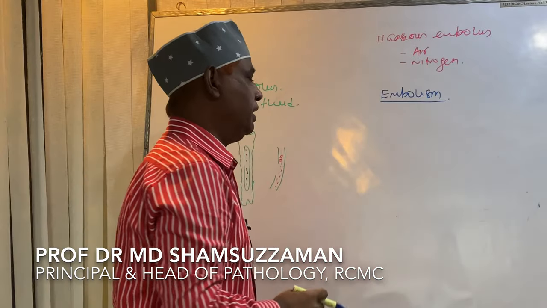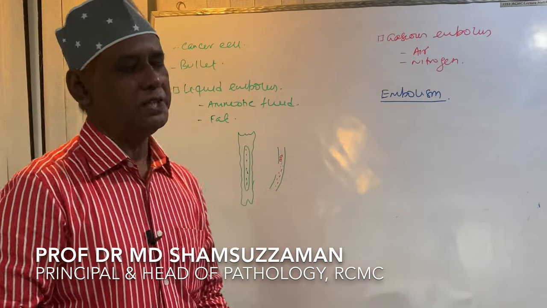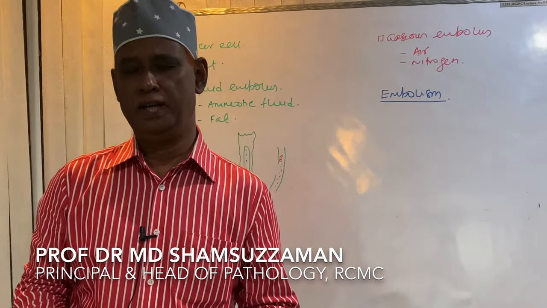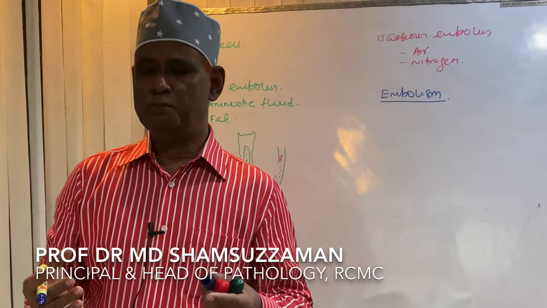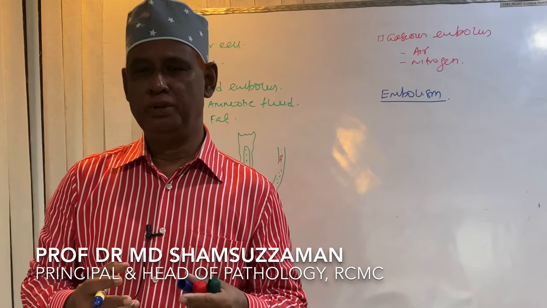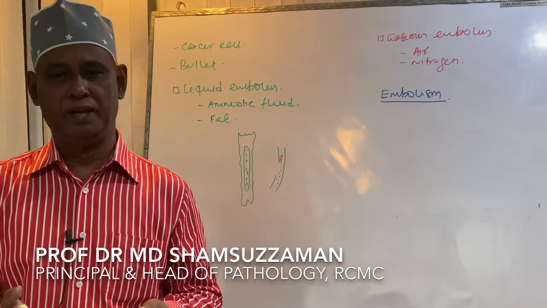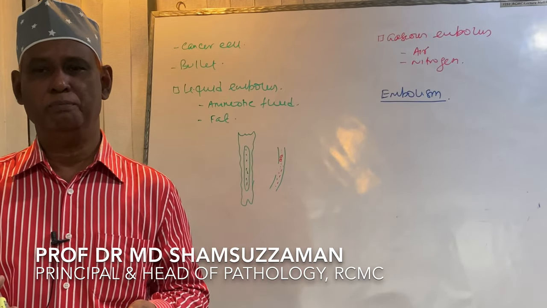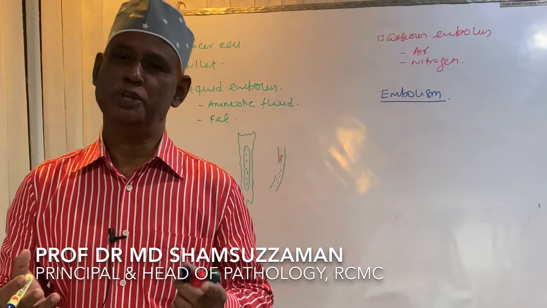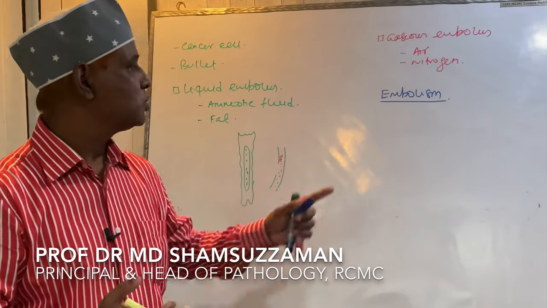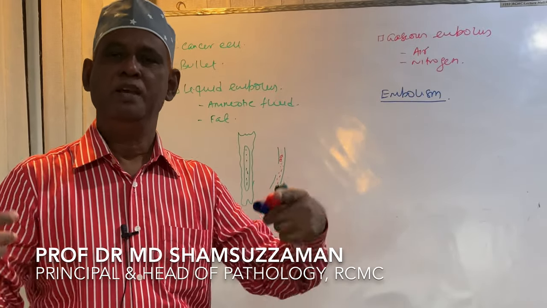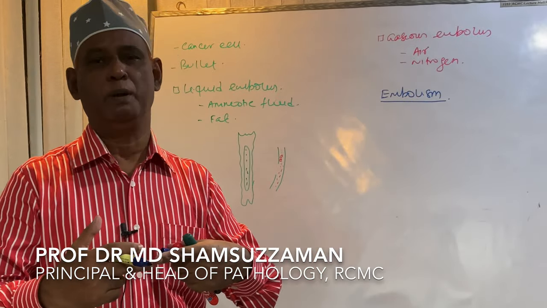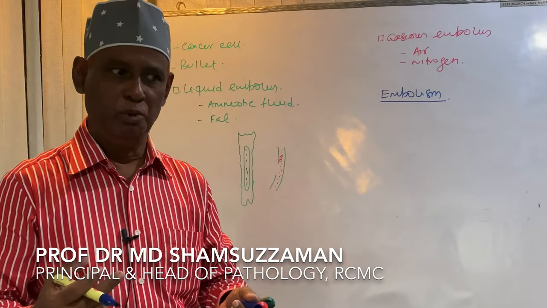Dear audience, again we recall the mass, which may be solid, liquid or gaseous, that is transported by blood from its point of origin or point of entry to a distant place and is impacted. The mass is called embolus and the process of impaction is called embolism. So the impaction in the blood vessel is known as embolism.